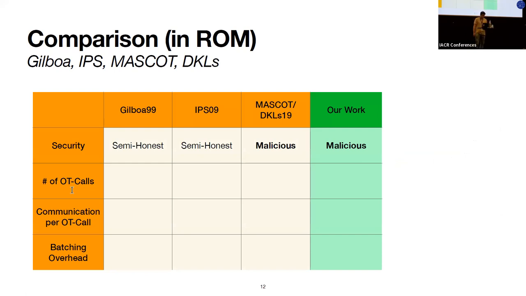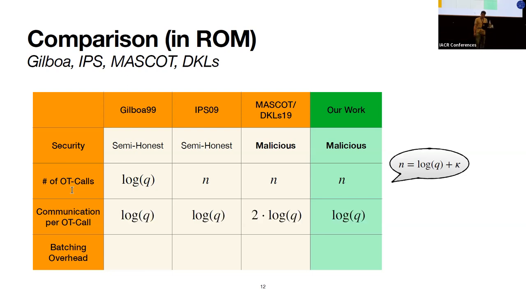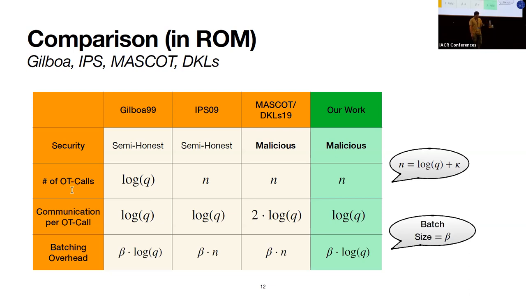Our protocol prescribes N calls to the OT, where N is log Q plus a statistical parameter kappa. Our protocol prescribes half as many OT calls, and half the communication, compared to other maliciously secure protocols. And in the batching variant for batches of size beta, our protocol scales with log Q rather than N. And so we only pay for the security parameter once rather than for each instance. So effectively, our protocol achieves the same amortized cost as Gilboa's protocol while achieving full security instead of simply semi-honest security.